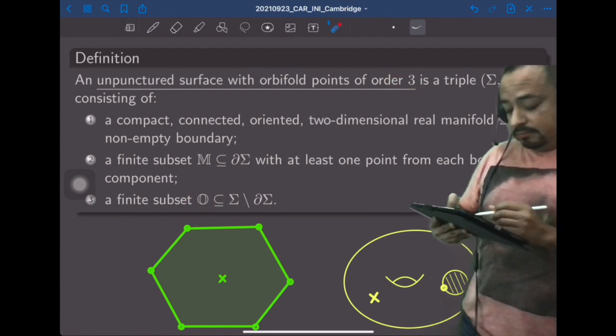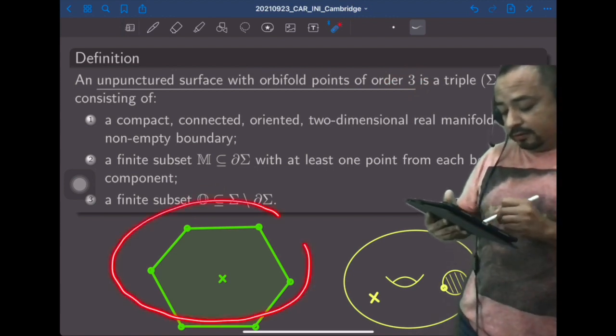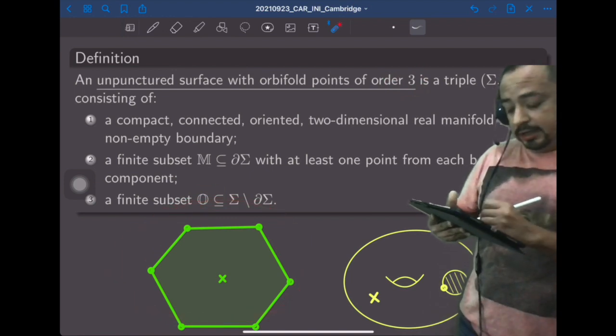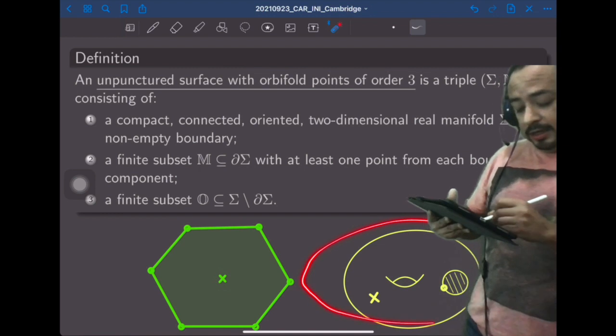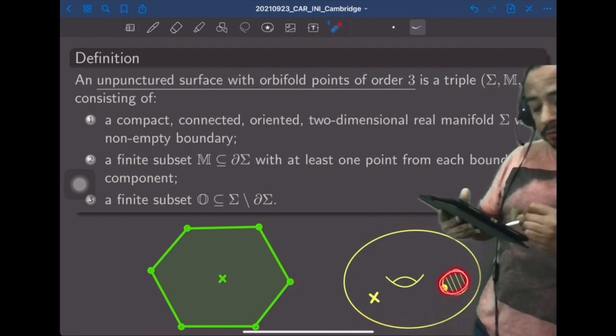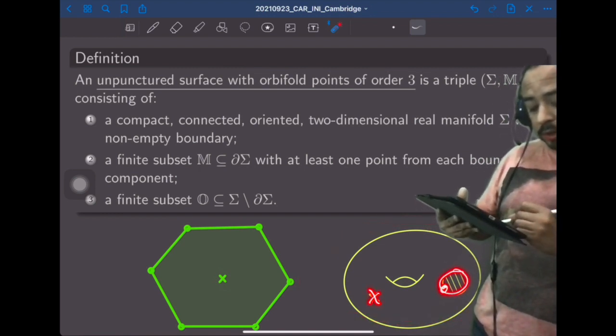So here you can see some examples, right? So the hexagon, and here I put one orbifold point, and here the torus with one boundary component, one marked point on it, and one orbifold point.